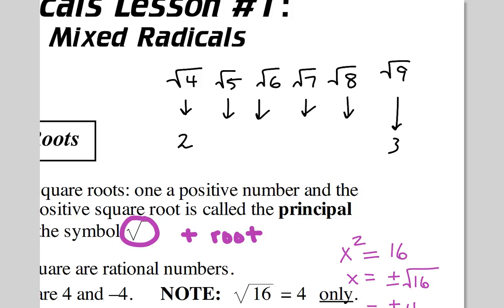Does that make sense? And square root 5, I don't know. 2 point some decimal that just goes on randomly forever. Root 6, 2 point some decimal that goes on randomly forever. Now in mathematics, we don't like those decimals that go on forever, because then you have to approximate. So can someone just give me root 5? Type that into their calculator. Square root 5, what is that?